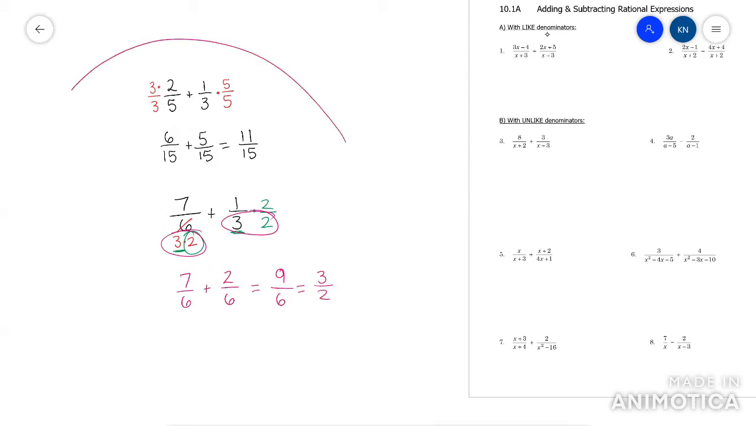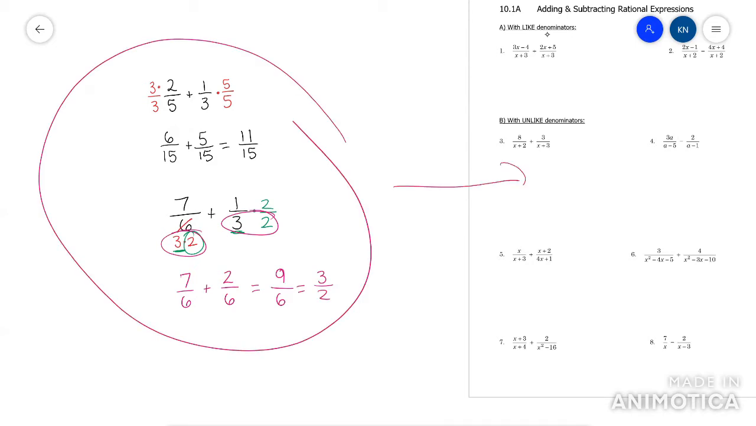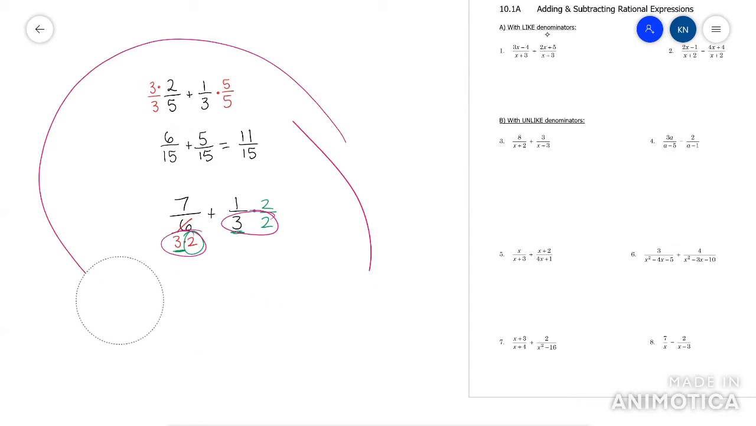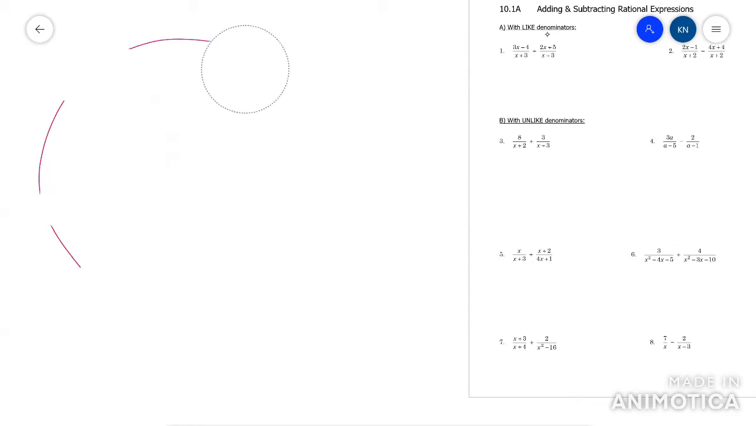But if you can't understand this right here, there's no way you're going to understand this. Just keep that in mind. All right, let's go ahead and look at some examples.